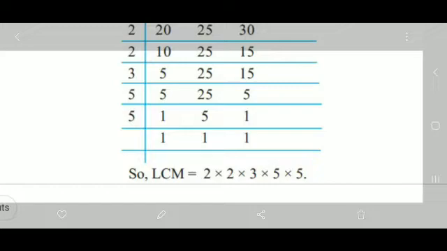Numbers 20, 25, 30. In 20, 25, 30, there is no number common. But in 20 and 30, 2 is common. That is why you can select 2. Divide with 2. If 2 is not there, write down that number. Then select the next number, which should be a prime number, and so on.